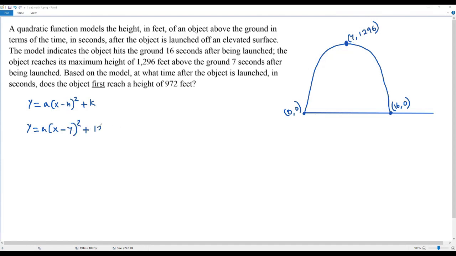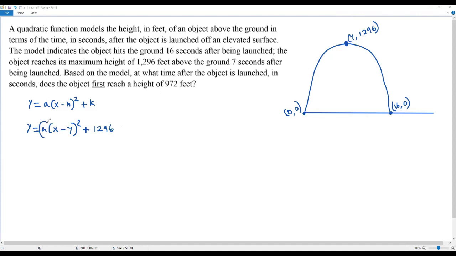So that is 1296. Our aim is to find the time in seconds when the object reaches a height of 972 feet for the first time. So we have to plug in this 972 for y over here and get the value of x, which gives the time. But in this quadratic function, there is an unknown constant a. So our first work is to get the value of this unknown constant a, so that we can plug in this value for y and get the value of x.